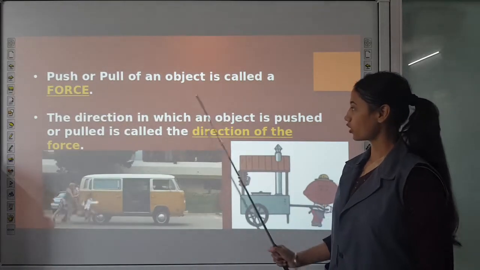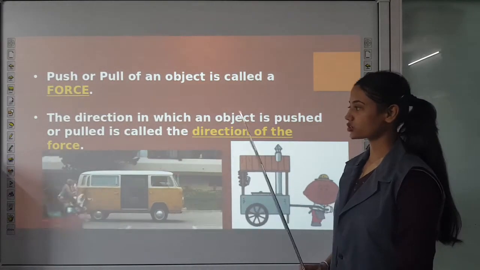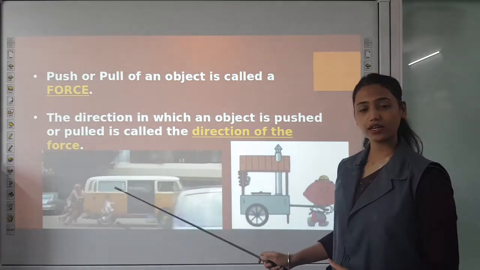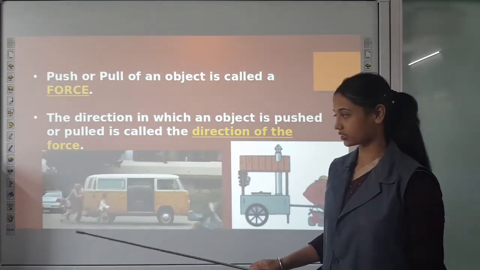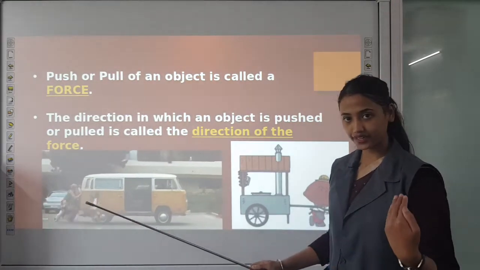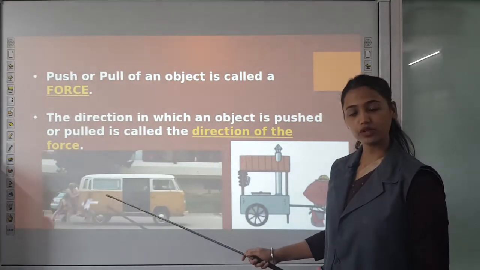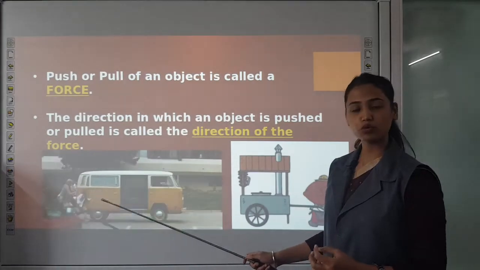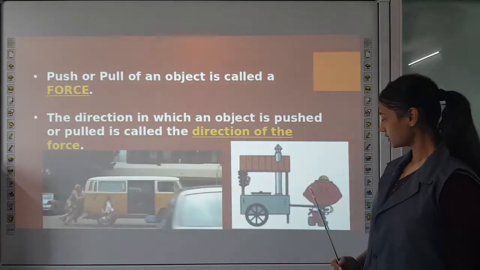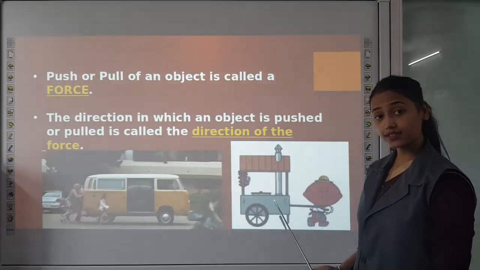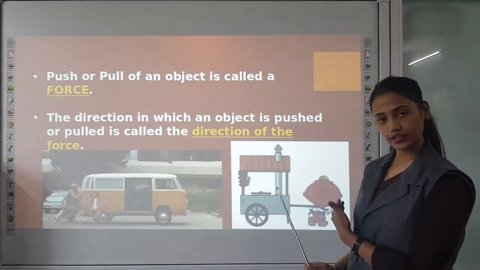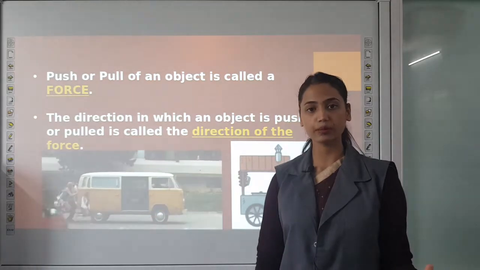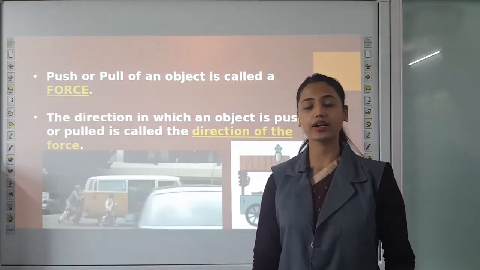The direction in which an object is pushed or pulled is called the direction of the force. Here, these people are pushing this van. They are providing an external action, applying some force. In which direction are they pushing the van? In the right direction. So, the motion of this van will be in the same direction in which force is applied, means the van will start moving in the right direction. Here, this ice cream vendor is pulling his cart, again in the right direction. So, this cart started moving in the same direction. So, the direction of motion will be the direction in which we are applying force.